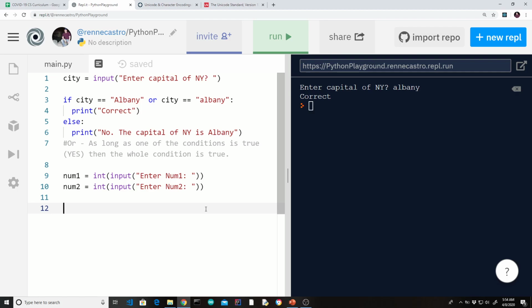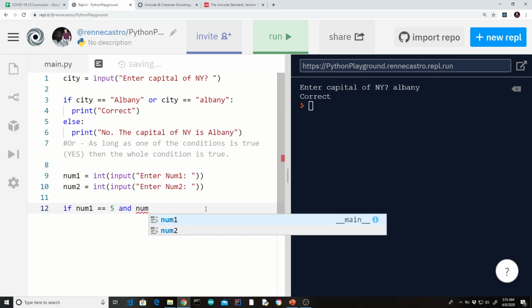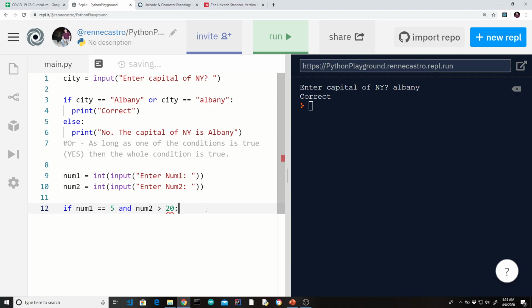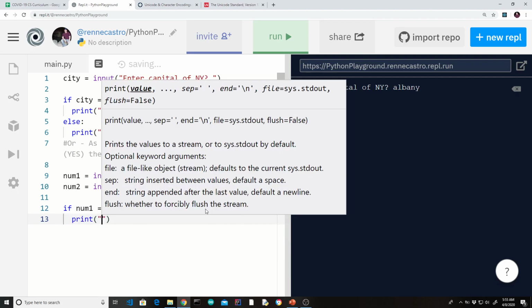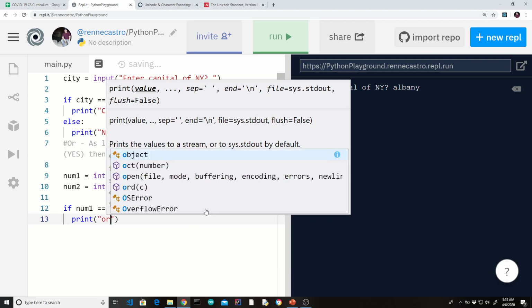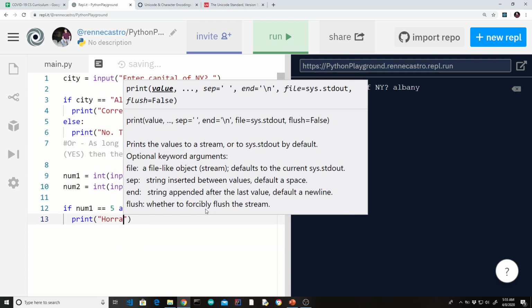All right, so let's go through that again. If you notice the words that I used, I said if number 1 is equal to 5, and so you can actually write the word and, number 2 is greater than 20, I want to do something. And what I want to do is print hooray.